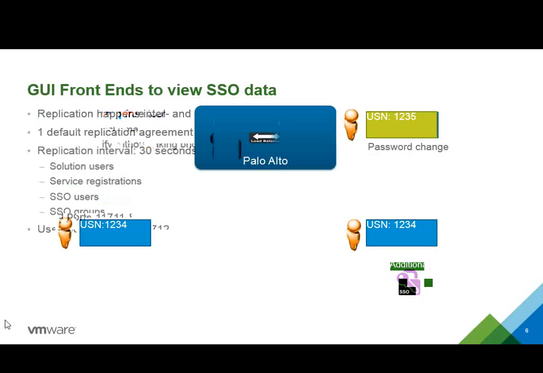A couple of seconds pass, and now it's Cork's turn to actually poll information, and Cork will poll information from Palo Alto and from Munich on both sides. And it will see, okay, something in Palo Alto changed, the USN of that user changed, and it will poll the change. So the USN in Cork also increases.